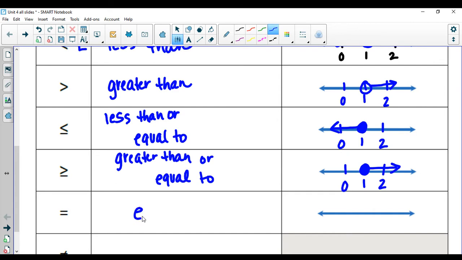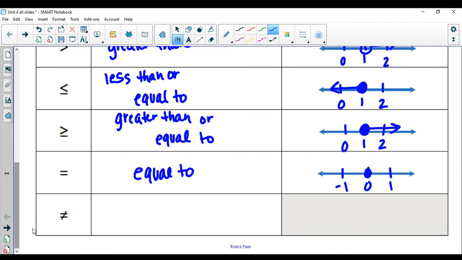For this next one, we have equal to. And when we look at a graph, if we were to number this -1, 0, and 1, we would just have a dot on that particular number. So we wouldn't have any shading in any directions or anything special like that. The last symbol here I just want to point out to you means not equal. We're not going to see that on a chart or on a graph of any shape or form, but it just does mean not equal, and it's good to know.